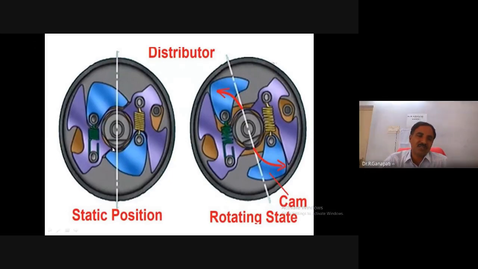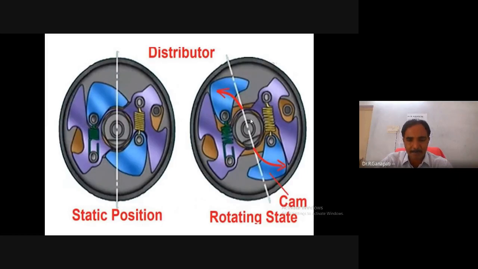In the static position, that is the non-advancing position, as the engine speed increases, the position of the flyweights slightly changes due to centrifugal force, and it can change the position of the cross piece.